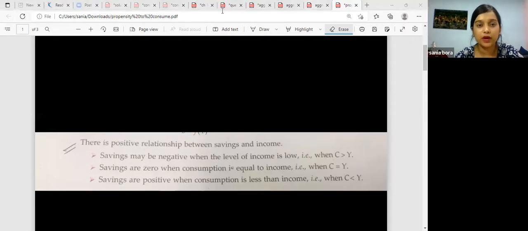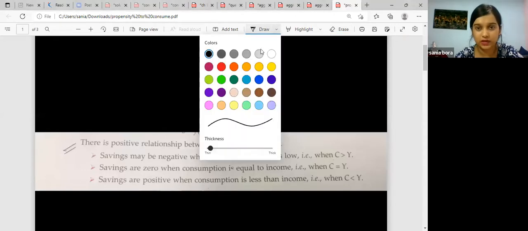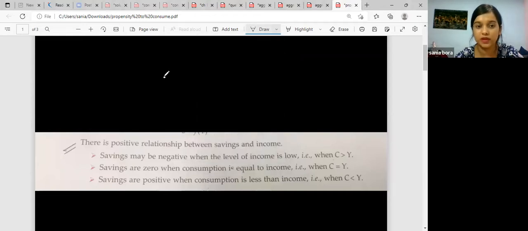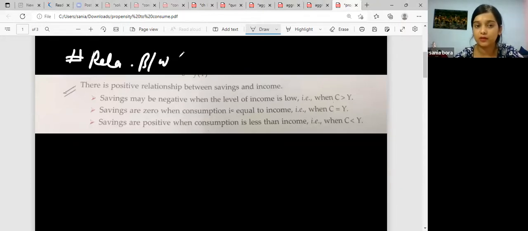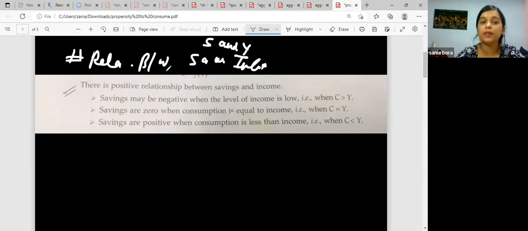Now you are going to write a few things, very important things about savings, which are going to be very important. So first you will write hashtag relationship between savings and income, between S and Y. There is a positive relationship between savings and income.